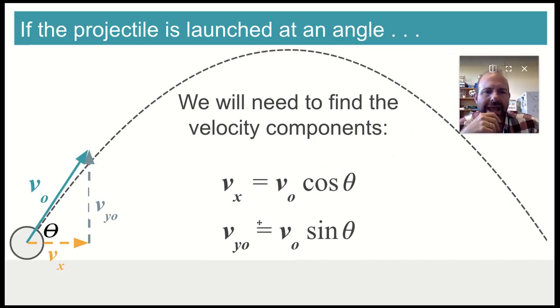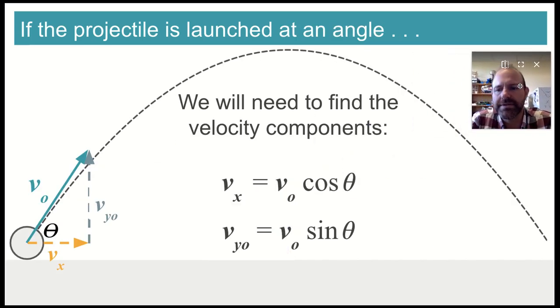If we launch it at an angle, though, we have to find components, the x and the y components of velocity. And for that, you need the initial velocity and the angle, or sometimes we have other information we use to get to that point.